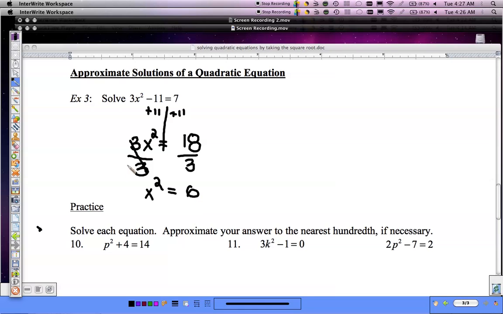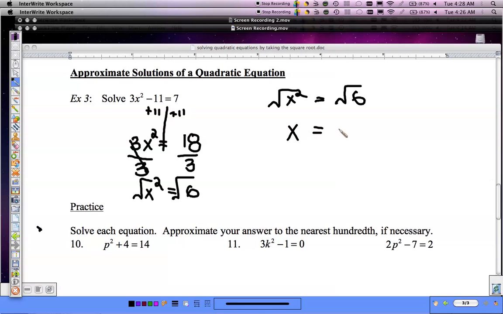So again, I want to take the square root of both sides. And then I'm going to write this over here. I have the square root of x squared is equal to the square root of 6. The square root of x squared, of course, is just x, because those are inverse operations. And then the square root of 6 is actually not a perfect square, and I can't simplify it anymore. If I could simplify it, I would try to get it to be as simple as possible.